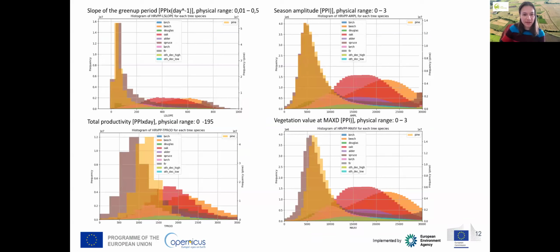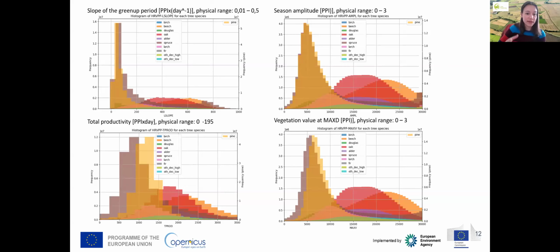Yes. So we did some analysis where we derived statistics for each HR-VPP parameter separately, and then looked at how the data is distributed for all tree species. Here you can see histograms for the 4 important HR-VPPs that were just mentioned by Bruno in the previous slides, that seem to be important by the feature selection in the habitat classification workflows. These are the slope of the green up period, the season amplitude, the total productivity, and the vegetation value at the max D, which was the max V parameter.